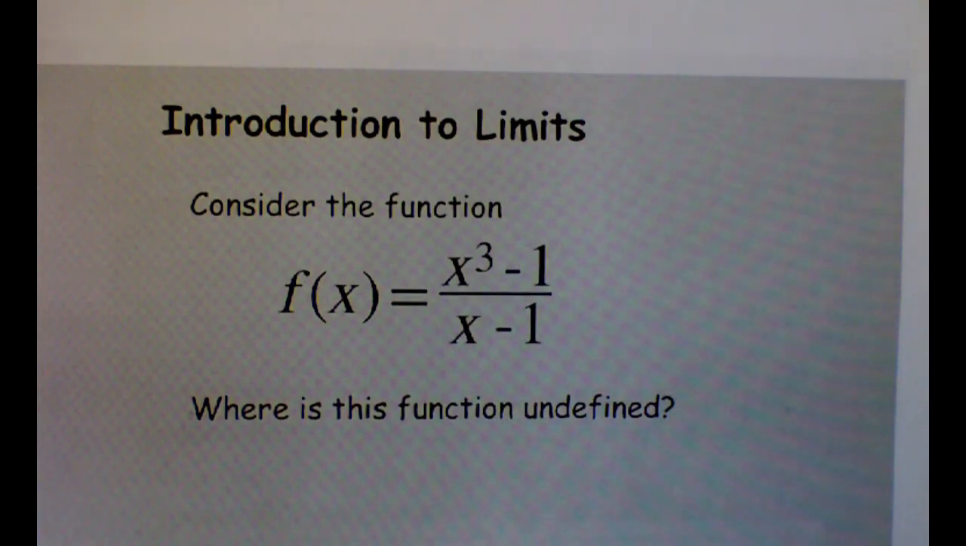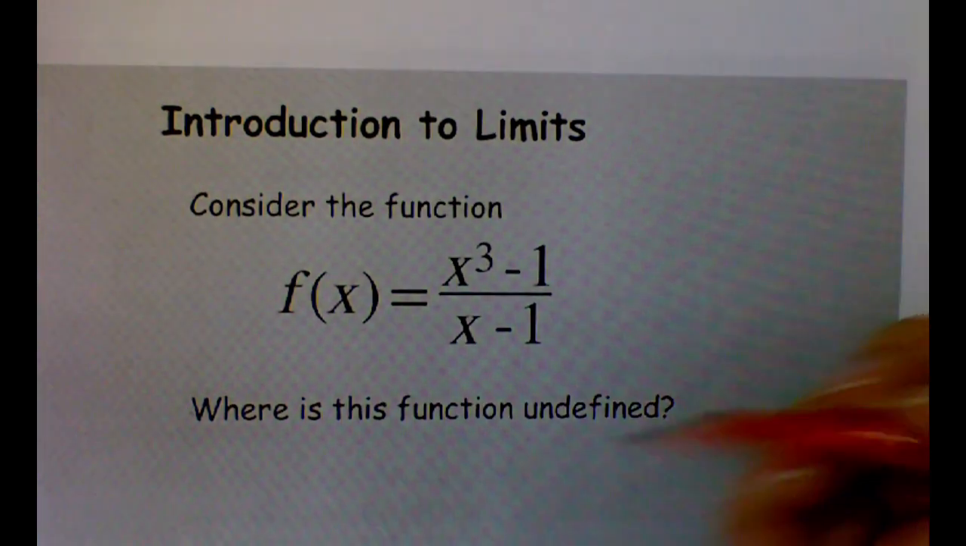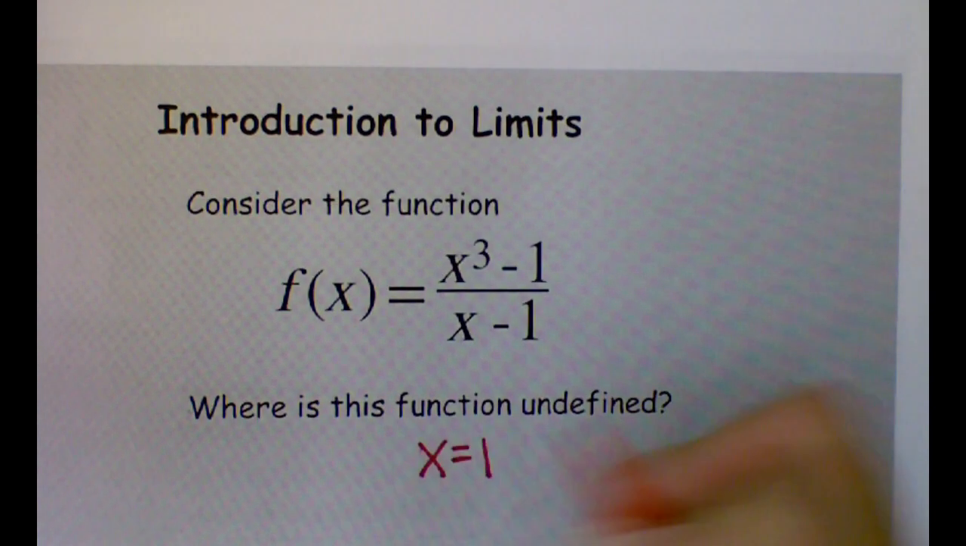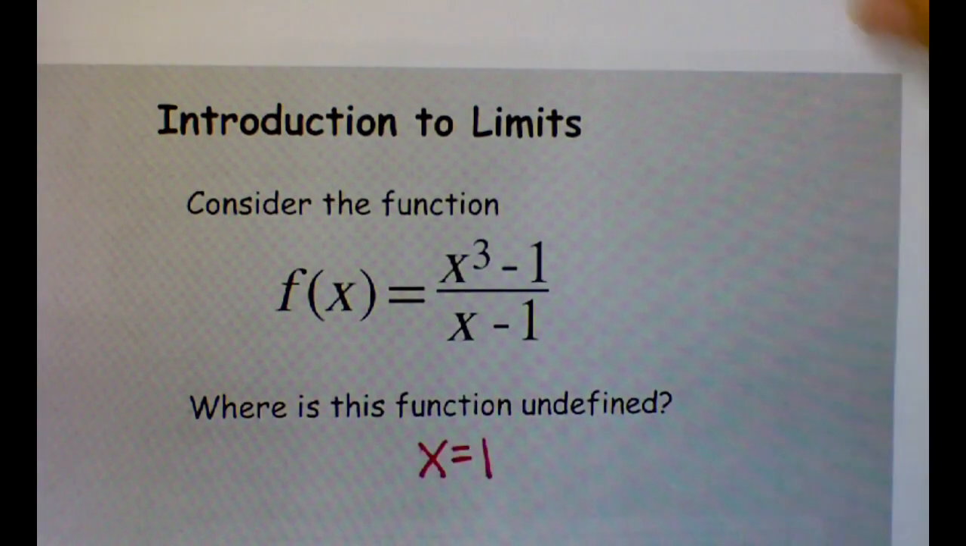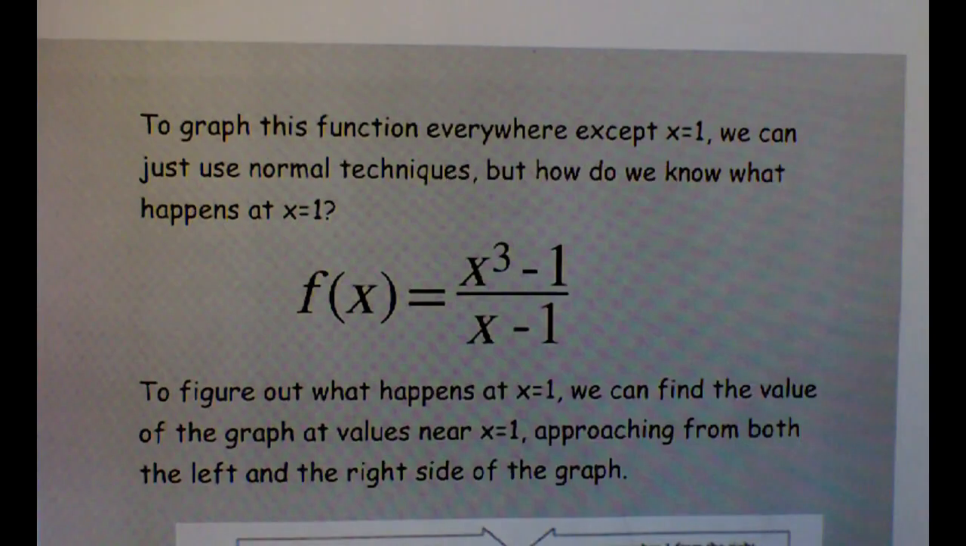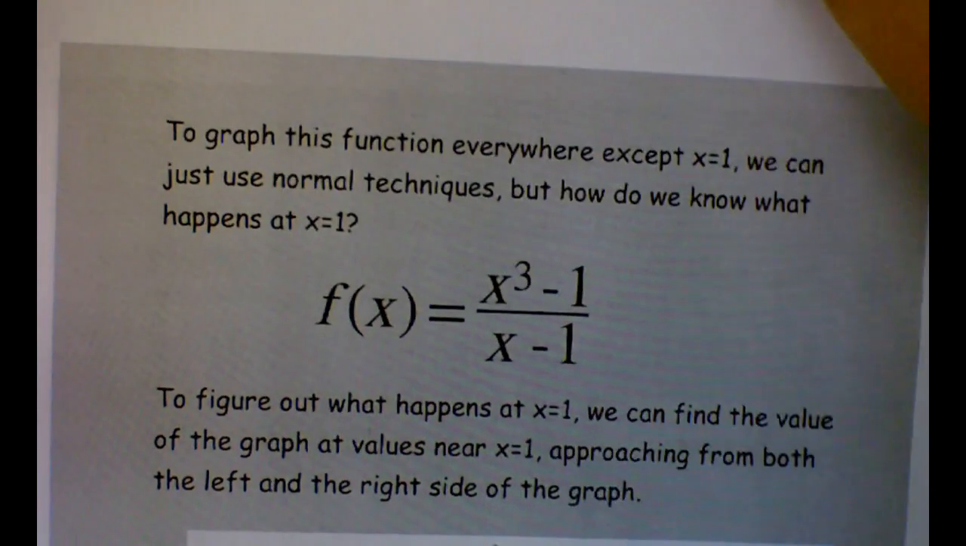If I consider the function f of x equals (x cubed minus 1) over (x minus 1), where is that function undefined? Well, you'd notice that the denominator can't equal 0, so it's undefined at x equals 1. To graph this function everywhere except x equals 1, we can just use normal techniques. But how do we know what happens at x equals 1? Well, there's a few ways.